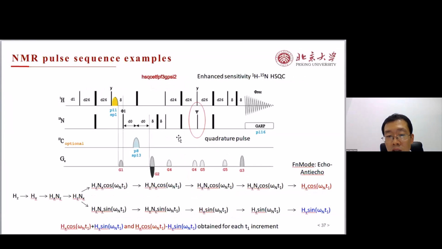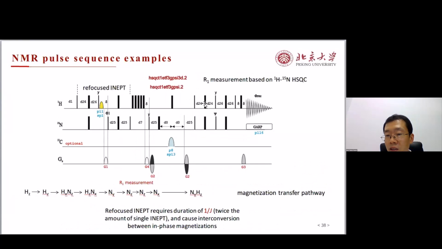Okay. So this is just a simple proton nitrogen HSQC experiment. Based on the proton nitrogen HSQC, we can do quite a lot of additional experiments, for example the R1 measurement, which measures the nitrogen-15 R1 rate, which is just based on proton nitrogen HSQC. The magnetization transfer pathway starts from proton to nitrogen. During this time period, it allows the NZ magnetization to relax and evolve, and after this period, it transfers back to proton.